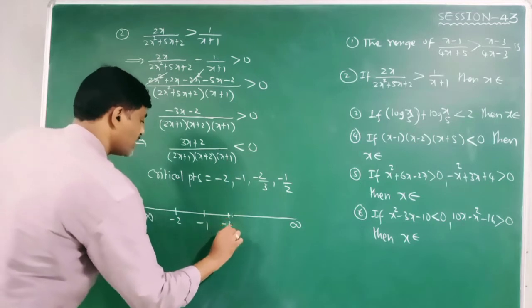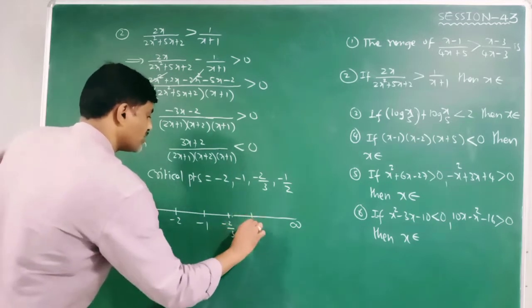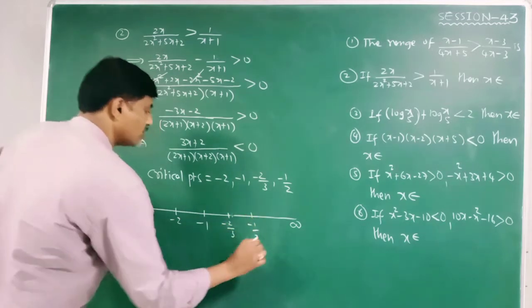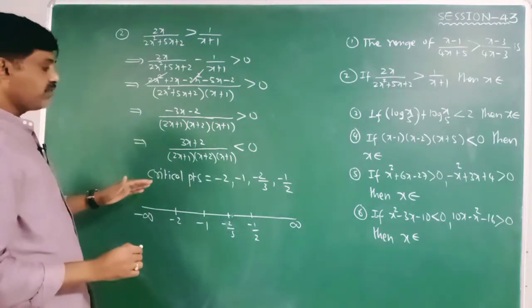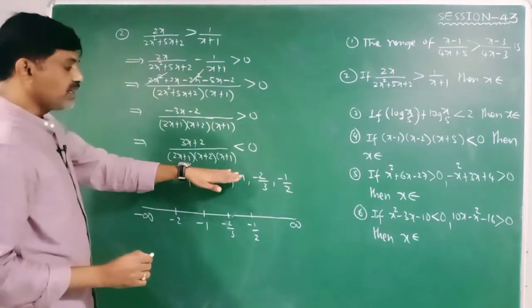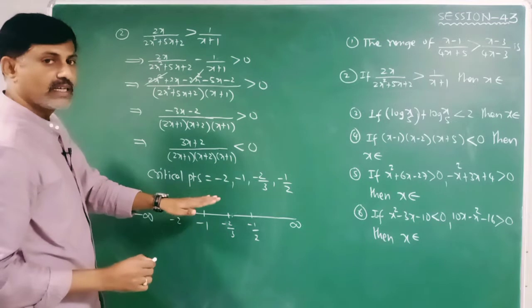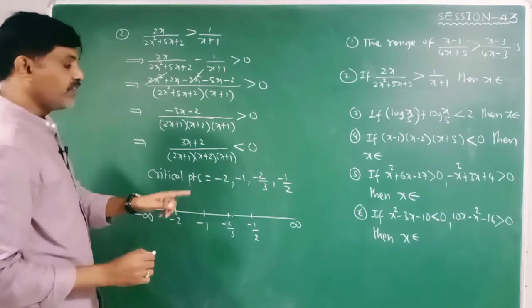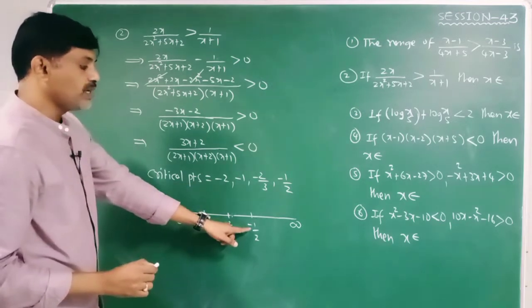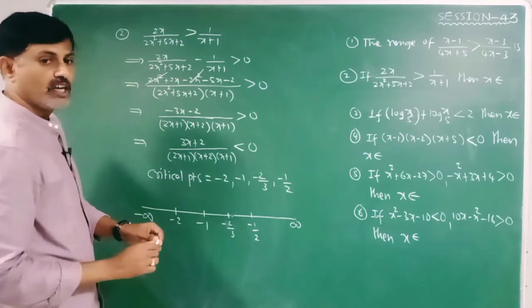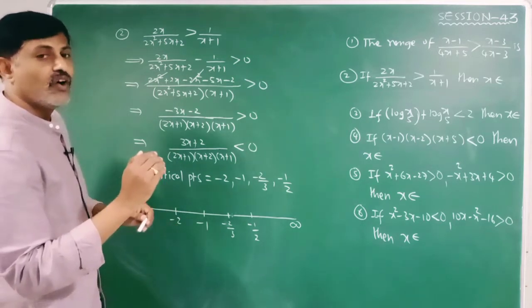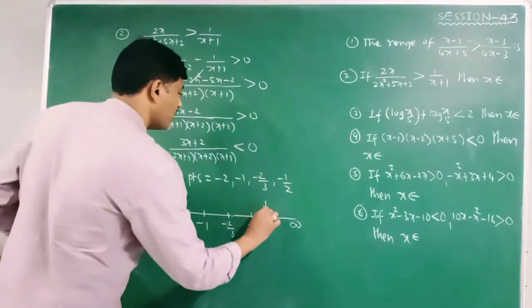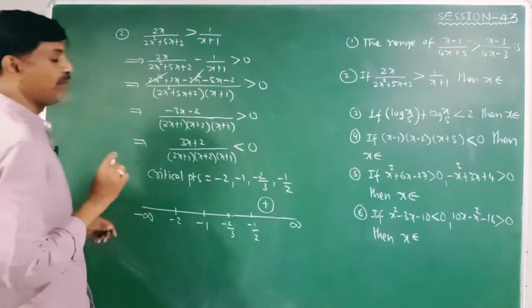Yes, this is minus 2 by 3, and the next one is minus 1 by 2. Always we have to plot these critical points on the real axis in ascending order. Which number is the big number now? Minus 1 by 2 is the big number. We have to keep a plus sign on the right side of the big number, as plus beta.